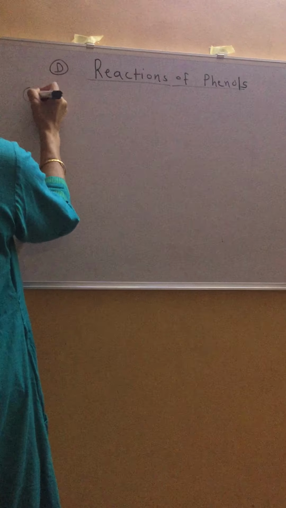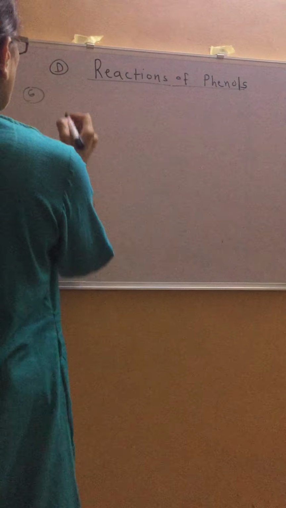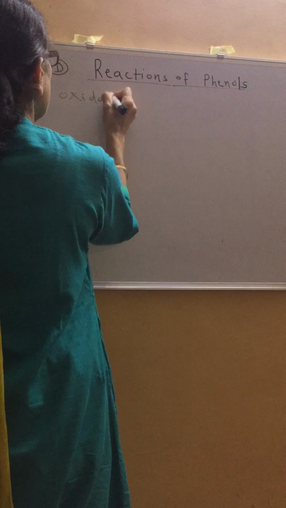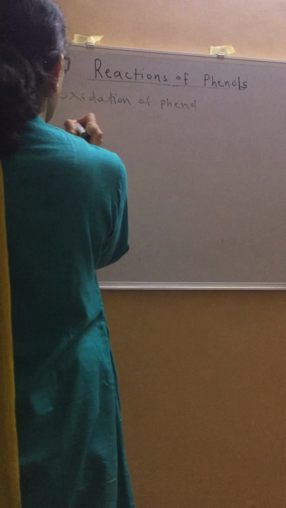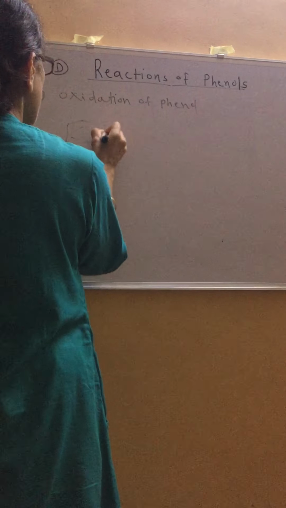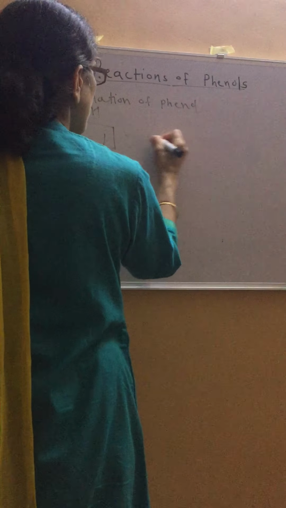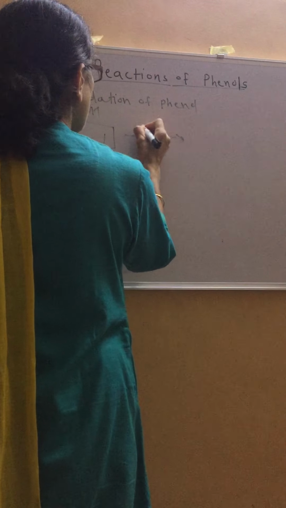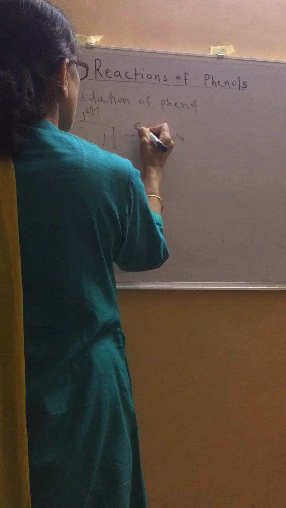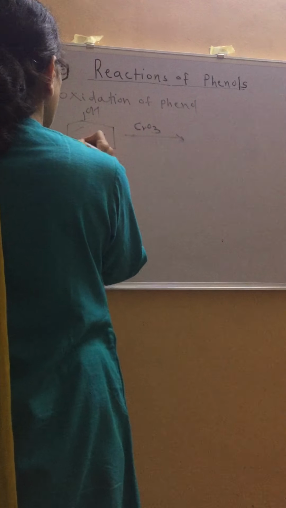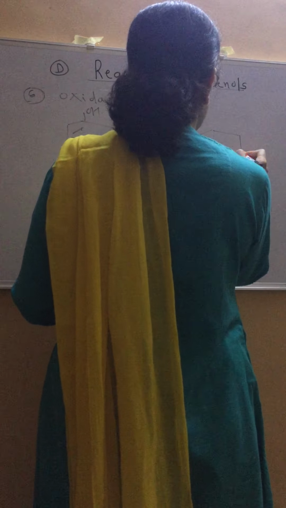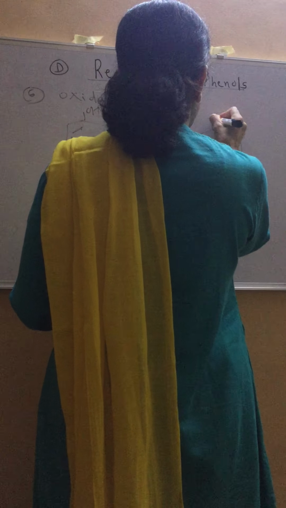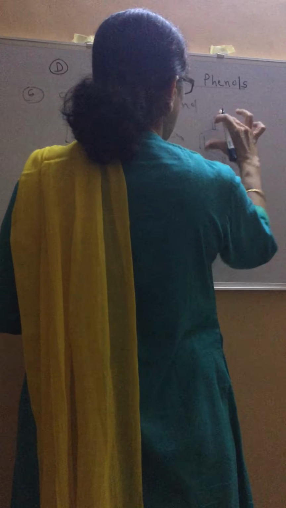Sixth reaction is oxidation of phenol. Phenol undergoes oxidation by using oxidizing agent chromic anhydride, and we will get oxidation product. It is ketone, para-benzoquinone. What is the name? Para positions with respect to each other.